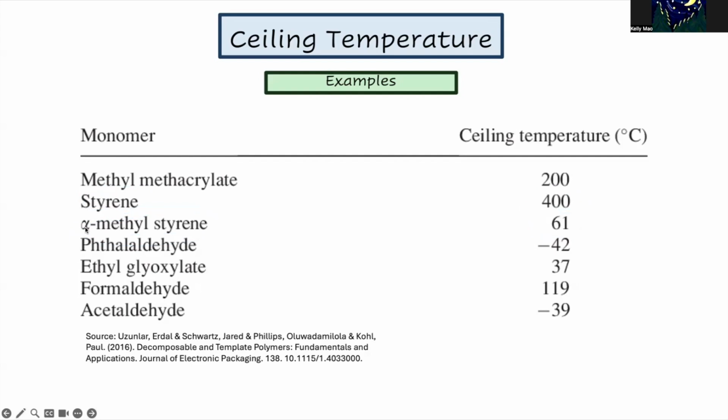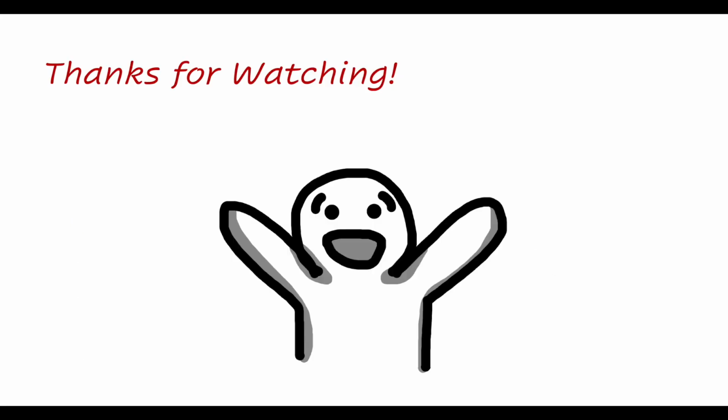From this, we can see how ceiling temperature is important in determining the temperature at which we can conduct the polymerization of a certain monomer. In this case, we have to conduct the polymerization of alpha methylstyrene at a lower temperature than we can for styrene. I hope you learned a little bit more about radical polymerization and the effect of ceiling temperature.